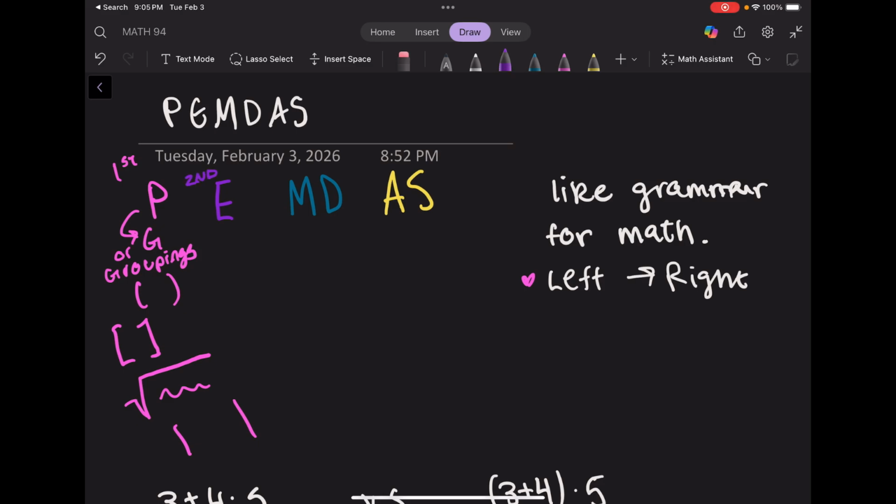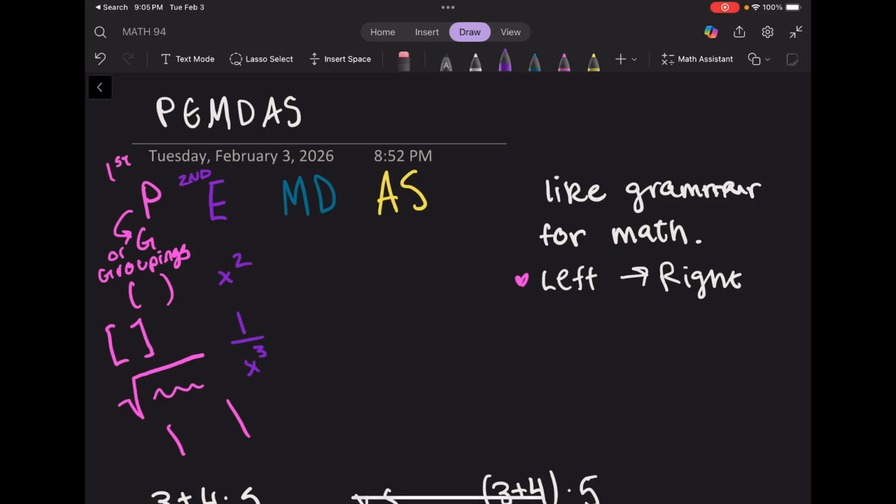So what comes second is exponents. So if I have like x to the 2, 1 over x to the 3, right? So exponents will come second. Multiplication and division come third, and you can think of them as grouped together. I'll explain why there's an order to these things after this, but multiplication and division come third. And then lastly, you want to do addition and subtraction.